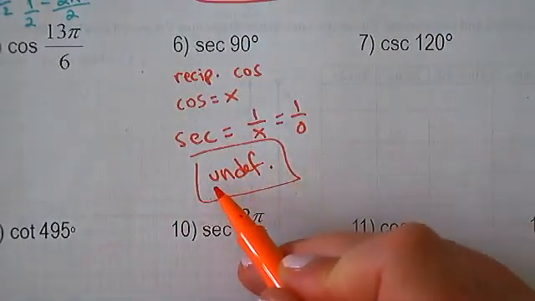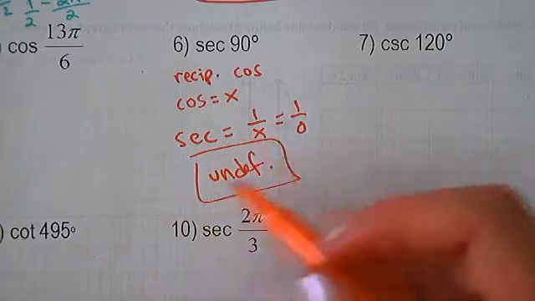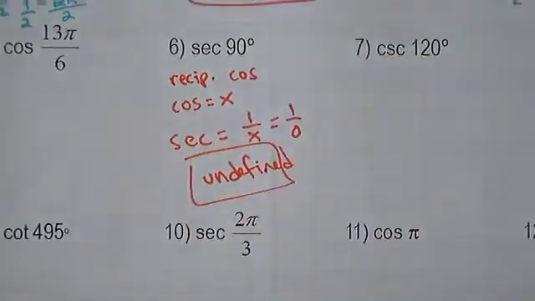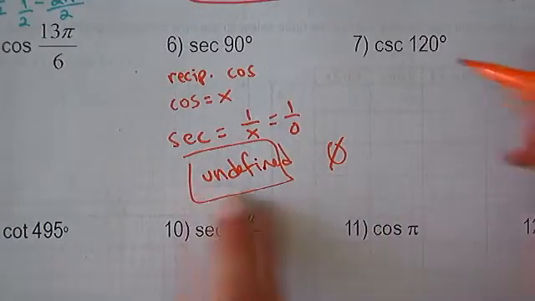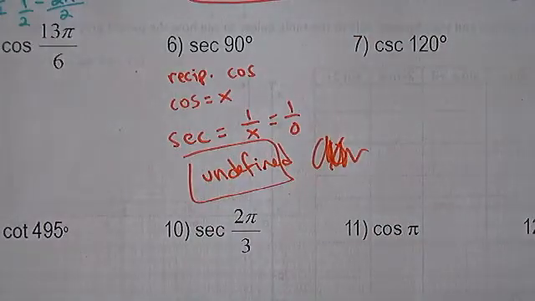So I usually put undef as shorthand, but you're welcome to actually write it out. Don't put no solution because that's completely different than this. So don't say no solution, say undefined. That's the proper way to say what this is.